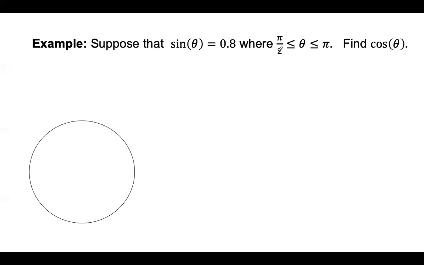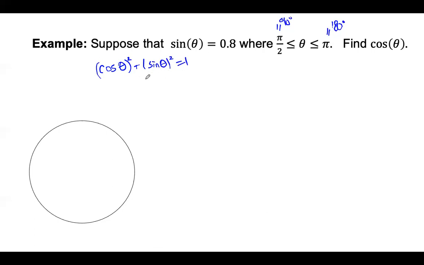Where pi divided by 2 is less than theta is less than pi. This means pi divided by 2 is 90 degrees, and pi, of course, is 180 degrees. So we are going to use that super useful formula, which is just cos of theta squared plus sine of theta squared is equal to 1.